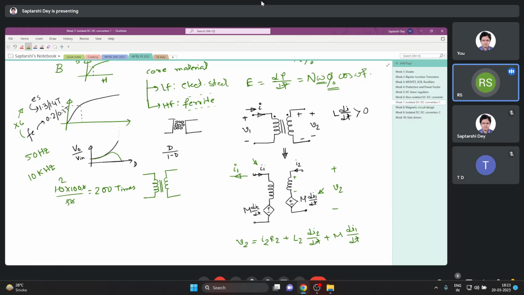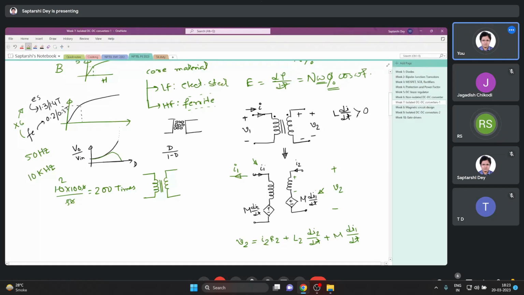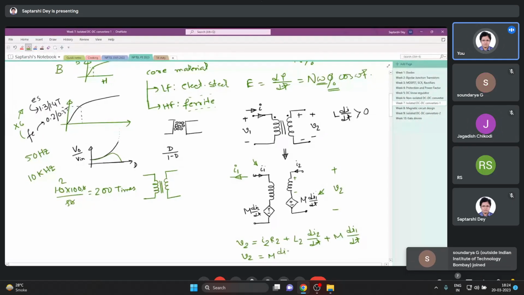Sir, with this setup, can we approximately say what will be the phase difference of this current I1 and I2? That depends on the load also, right? Because you are getting some voltage here. Suppose this is an ideal transformer, so there is no magnetizing inductance and no resistance also. So even if there is a load, the voltage V2 is M di1/dt.